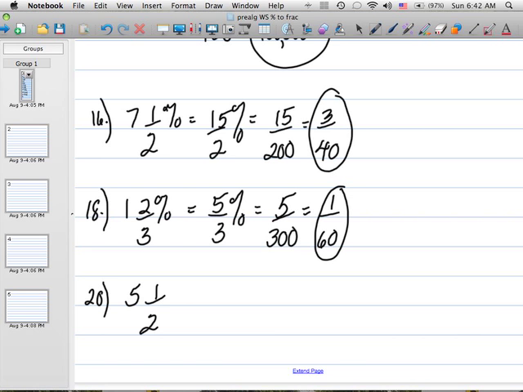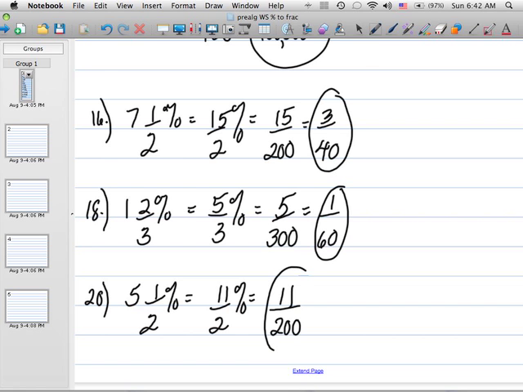20, 5.5%. Change it into its fraction form. That would be 10 plus 1, 11 halves percent. Still the percent. Now compare 11 halves to 100. So that'd be 11 divided by 100, which adds 2 zeros to the bottom.